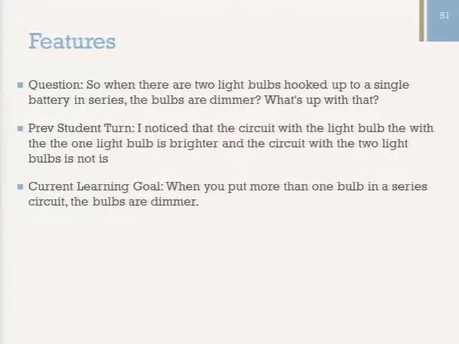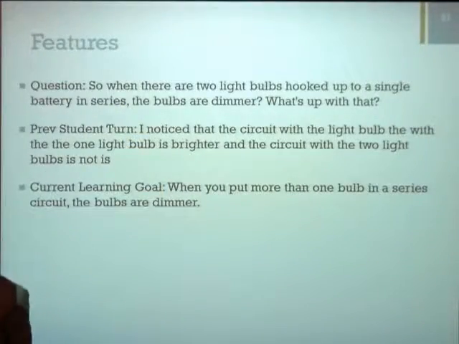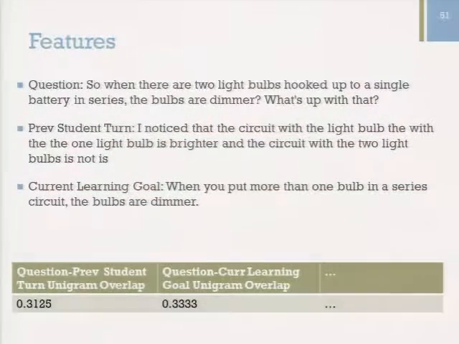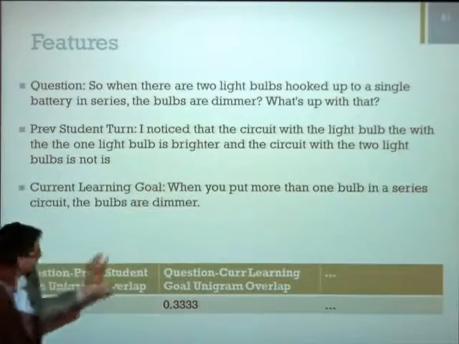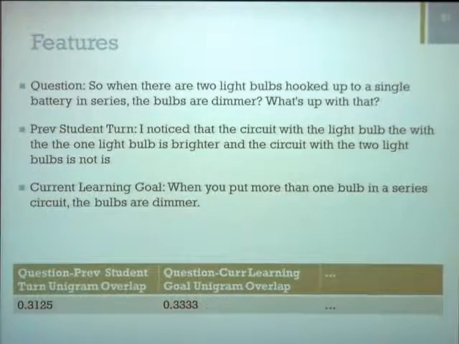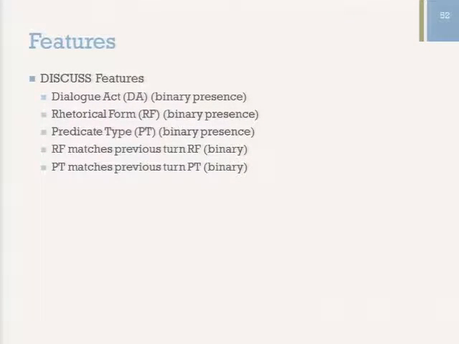And so how this might look is here's a question, here's a previous student turn, and what I mean by current learning goal is this is the description, or in an ideal case, if a student said this, we might think that the student has an understanding of that concept. And so if I just look at the words like brighter and bright, or dimmer and dimmer, we can start to calculate just simple overlaps and throw that into our vector for features. Getting into the more complex behavior, we have the discuss features, and so we have these turns.